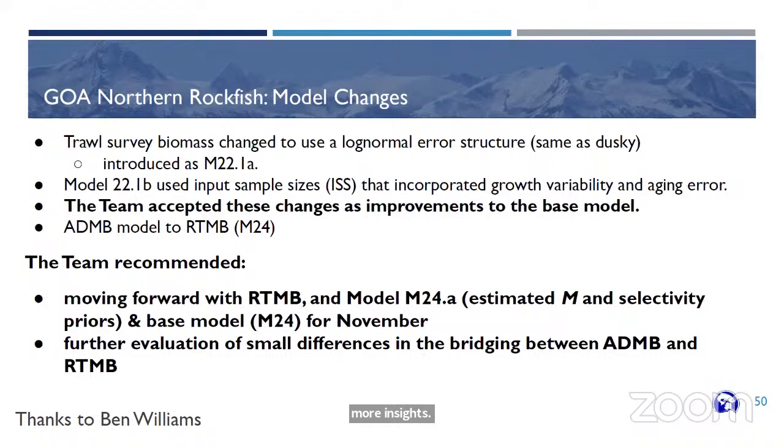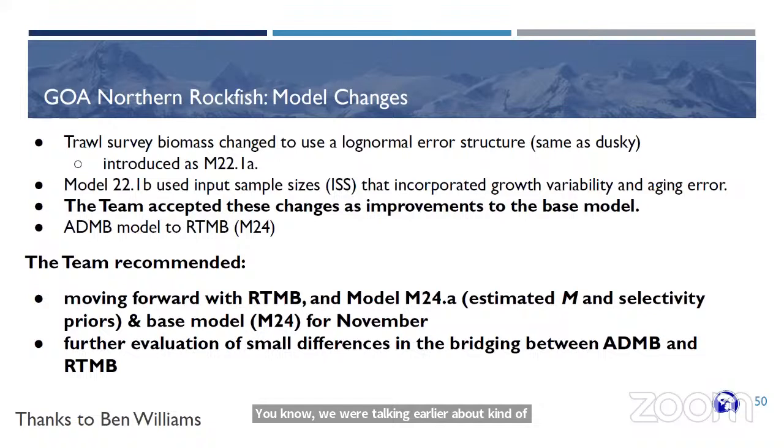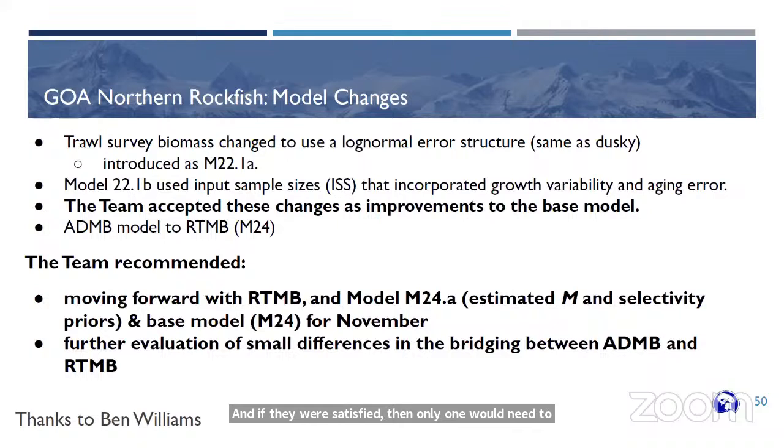And since we're on this topic, we were talking earlier about standard practice moving forward with the plan team when a model gets converted from ADMB to RTMB or TMB. We obviously had the example from Gulf Pollock. I think the way we structured our minutes last October with respect to Gulf Pollock was that the plan team would have the discretion to review this sort of parallel implementation. And if they were satisfied, then only one would need to be moved forward. In this case, it seemed like there were some discrepancies, hence the plan team requesting that the original ADMB model be brought forward in addition to that TMB implementation.